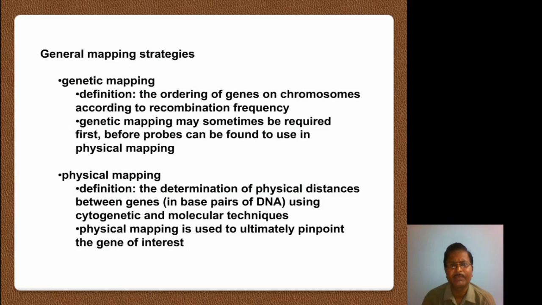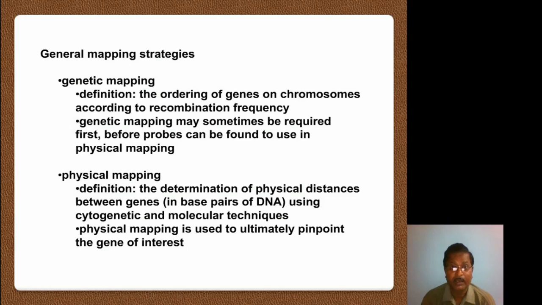What is the definition of genetic mapping? By definition, it is the ordering of the genes on a particular chromosome or chromosomes according to recombination frequency. Genetic mapping may sometimes be required first before probes can be found to use in physical mapping. Physical mapping, by definition, is the determination of physical distances between adjacent genes in base pairs of DNA, using cytogenetic analysis and molecular techniques. Physical mapping is used to ultimately pinpoint or exactly locate the gene of interest.